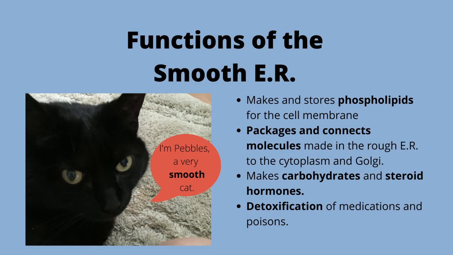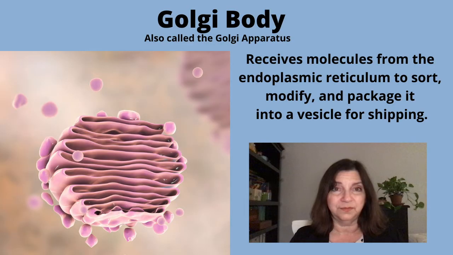Functions of the smooth ER. By the way, this is Pebbles, my cat. The smooth ER makes and stores phospholipids for the cell membrane. It packages and connects molecules made in the rough ER to the cytoplasm and Golgi. It makes carbohydrates and steroid hormones, and it's responsible for the detoxification of medications and poisons. You'll find a lot of the smooth ER in organs such as the liver.